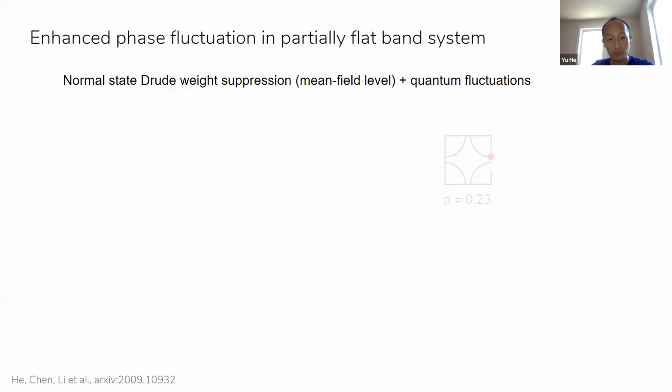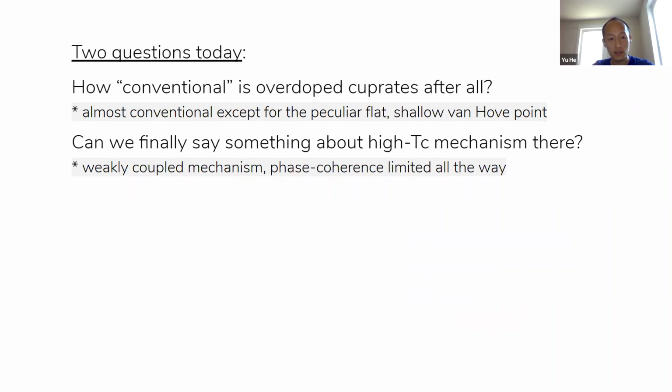So to the very end, I want to go back to these two questions we want to ask today. First is, how conventional are overdoped cuprates after all? I think what we can say is it's almost conventional, except for the band structure peculiarity and the substantial fluctuating superconductivity. And if we can say anything about the high TC mechanism, we know that it really looks like a weakly coupled superconductor emerging from a metallic normal state with very well-defined quasi-particles. And the only peculiarity is that phase coherence is still the limiting factor for superconductivity, to an extent that the entire superconducting dome that we have investigated so far.